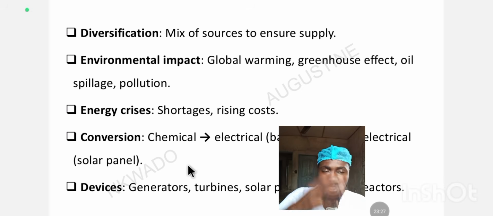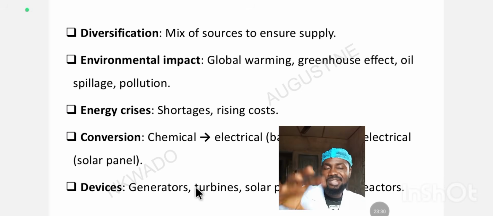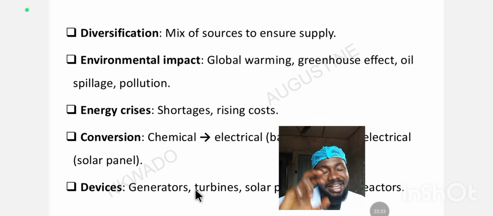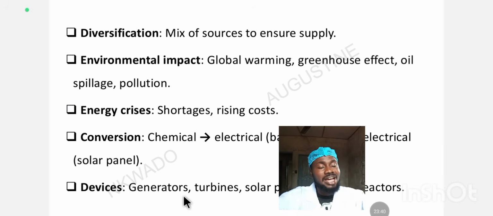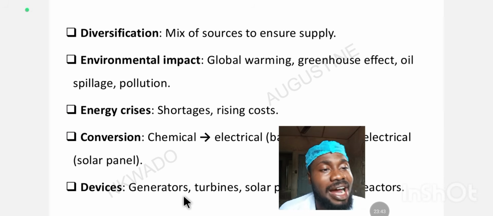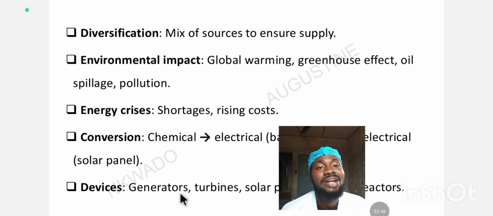So when people begin to diversify, begin to explore different sources of carbohydrates like spaghetti, like yam, you are going to have more carbohydrate food available for consumption, even the ones that we have not been capable of consuming for a long time. So let's look at environmental impact.